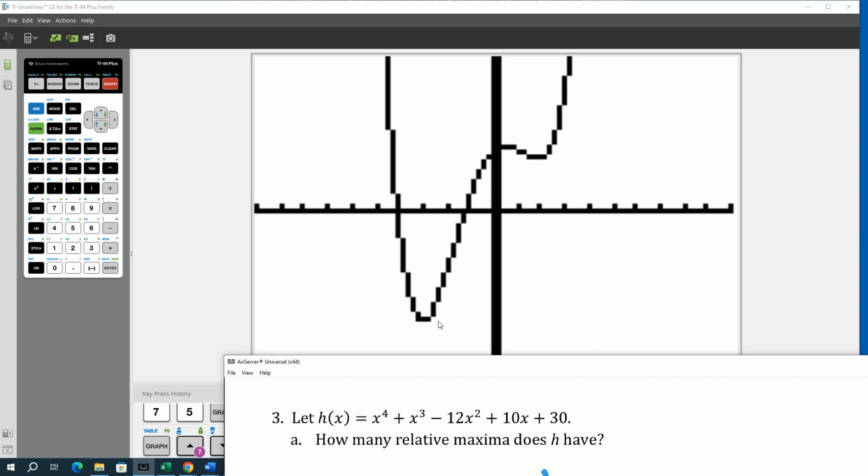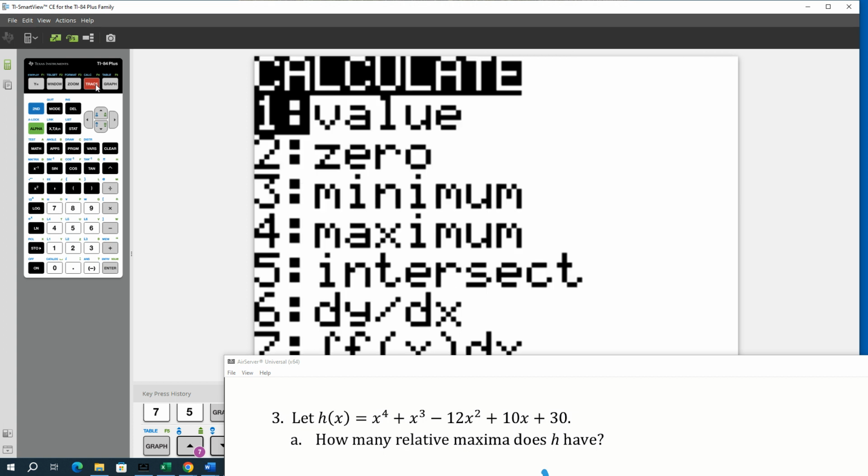So let's see what you guys remember about Algebra 2 and the graphing calculator. Do you all remember how to find a minimum? I'm going to do it, and then I'll write down the steps when we get it done. So you're going to hit second, and then you're going to hit trace. That takes you to the calculate menu. What do you think we want to calculate here? Minimum number 3. Okay.